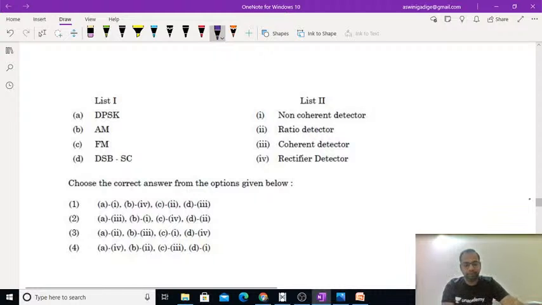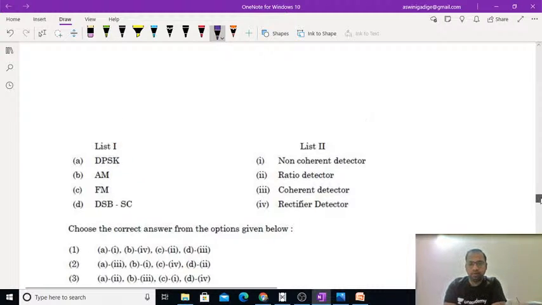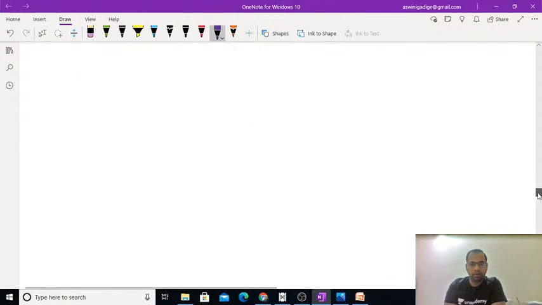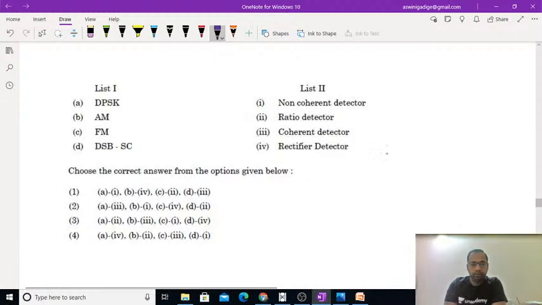Next. So differential phase shift keying, amplitude modulation, frequency modulation, DSBSC. So which one matches to which one, guys? Just think. Phase shift keying.